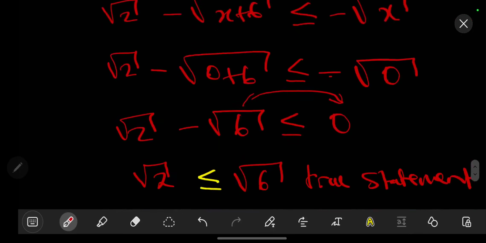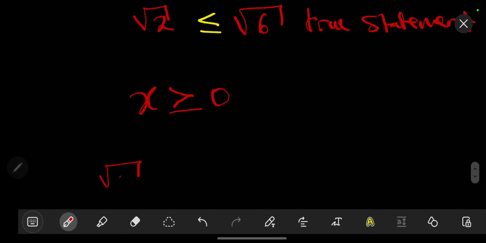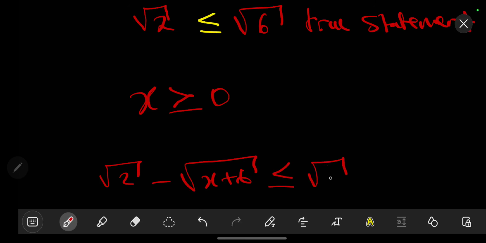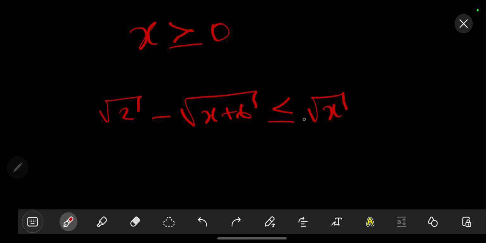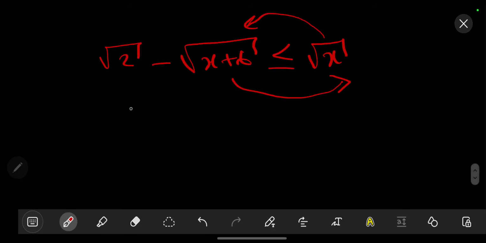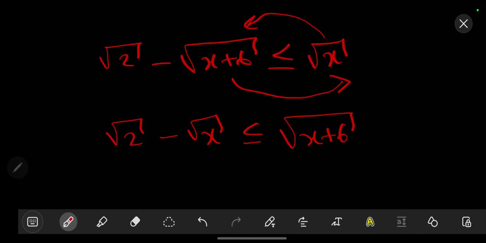Now we are going to get our equation, which says that the root of 2 minus the square root of x plus 6 should be less than or equal to the root of x. What we are going to do is take this value to this side and this one to that side to make it easier. So we are going to have the root of 2 minus the root of x should be less than or equal to, if this value goes to the other side, the sign will change to positive, the root of x plus 6, like that.